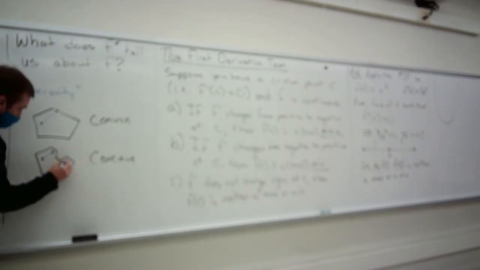I play the same game of picking any 2 points. I connect them with a line. If that entire line is inside the shape, it's convex. This was a poor choice of points. Uh-oh. Part of that line is out. There is literally a cave.